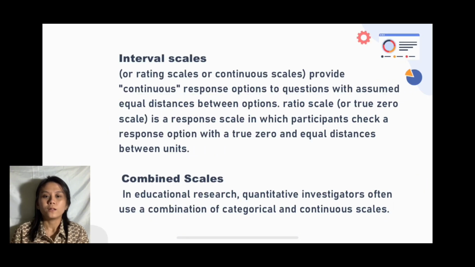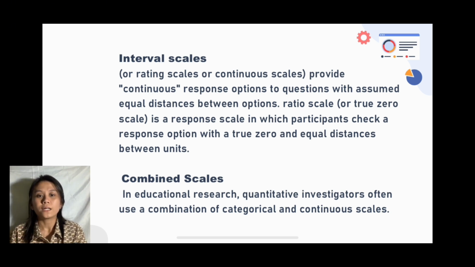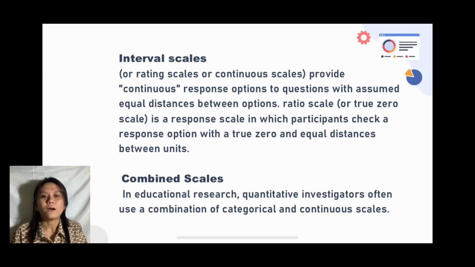The next one is the combined scale. A combined scale in educational research refers to the use of both categorical and continuous scales in measurement. This approach allows researchers to capture a wide range of responses and variables, enhancing the depth and richness of data collected. By combining different types of scales, researchers can gain a more comprehensive understanding of the phenomena under study and employ a variety of statistical techniques for analysis.